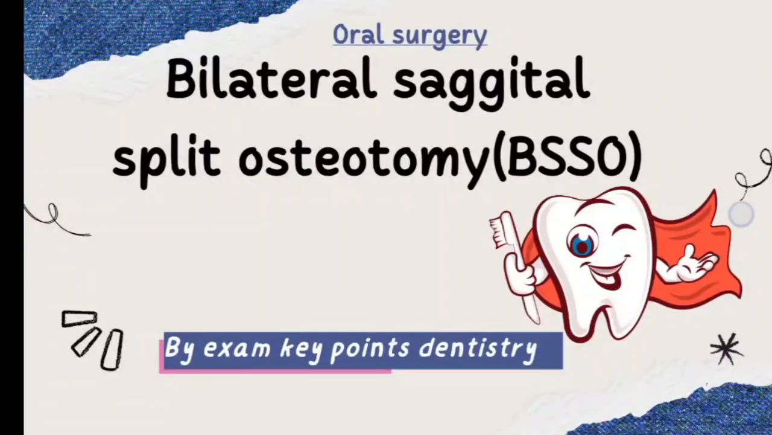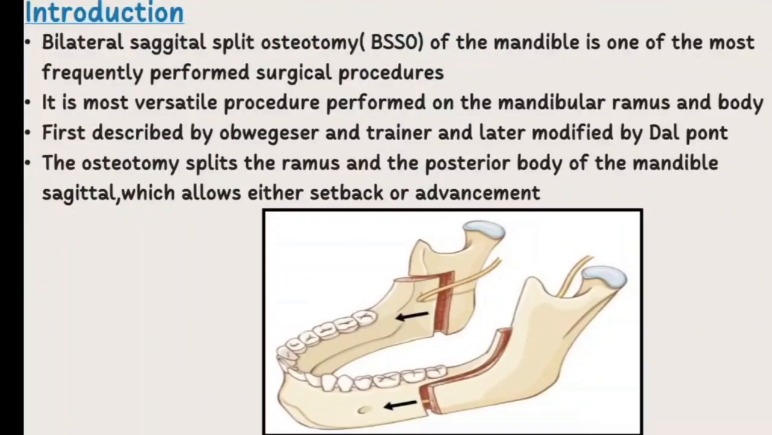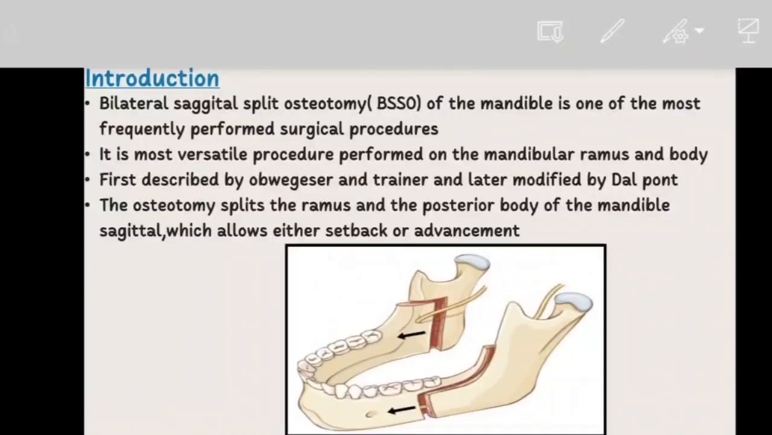Today we are going to discuss bilateral sagittal split osteotomy, that is the BSSO. BSSO is one of the most commonly performed orthognathic surgeries of the mandible. It is a very versatile procedure. It can be used in many mandibular deformities. This procedure was first described by Obwegeser and Trauner and later modified by Dal Pont.